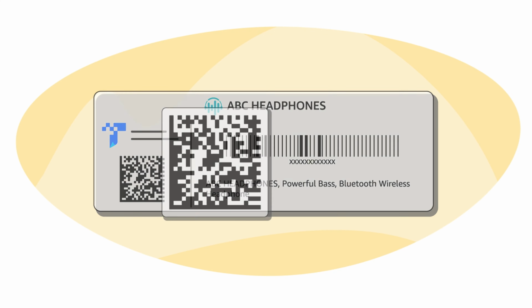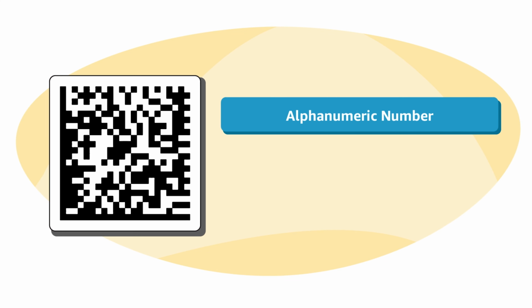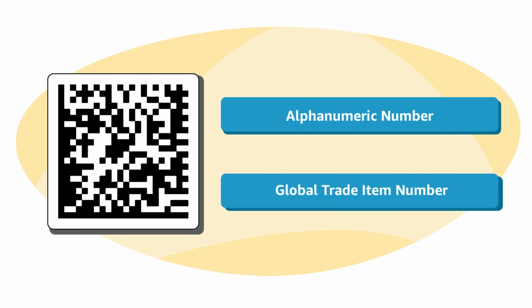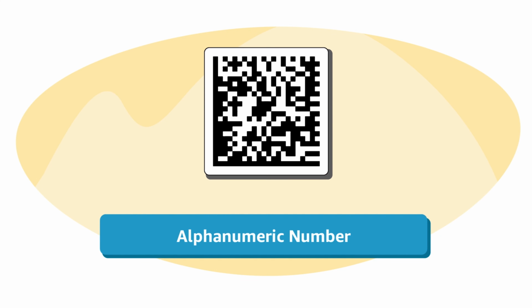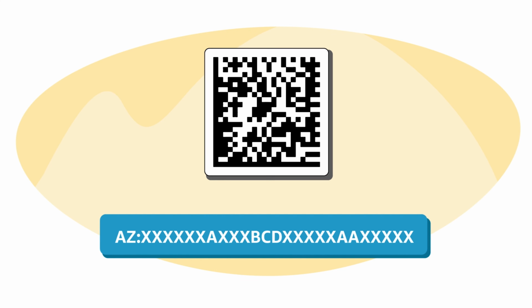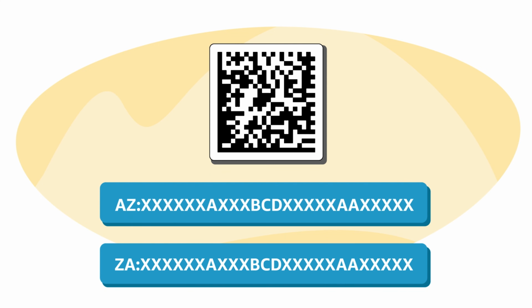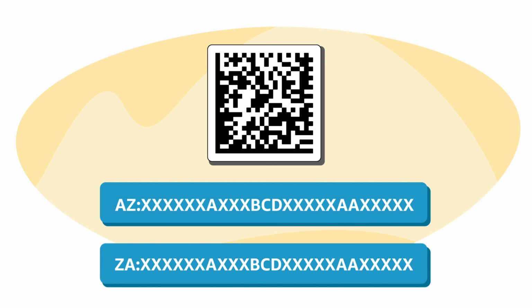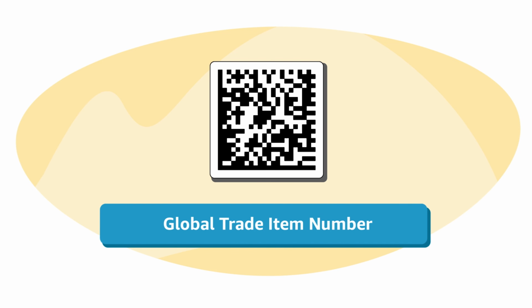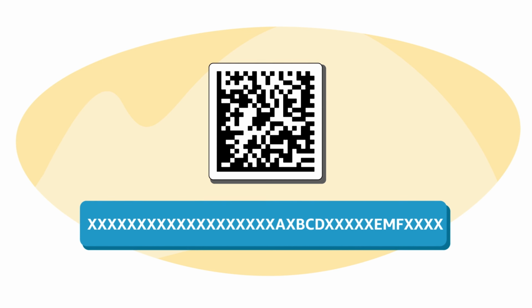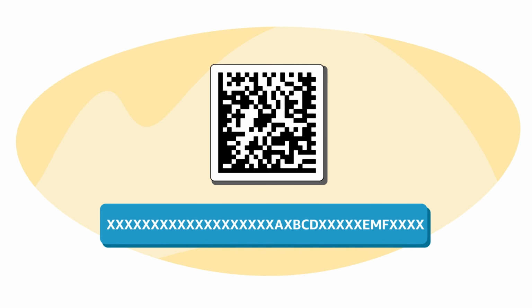They may also include a manufacturing barcode, your brand's name or logo, and a brief description of the product. Each 2D transparency data matrix code is most commonly displayed as either an alphanumeric number or a global trade item number or GTIN. An alphanumeric transparency code is an identifier beginning with AZ or ZA and followed by 26 alphanumeric characters. A GTIN transparency code doesn't have a prefix and includes 38 alphanumeric characters.